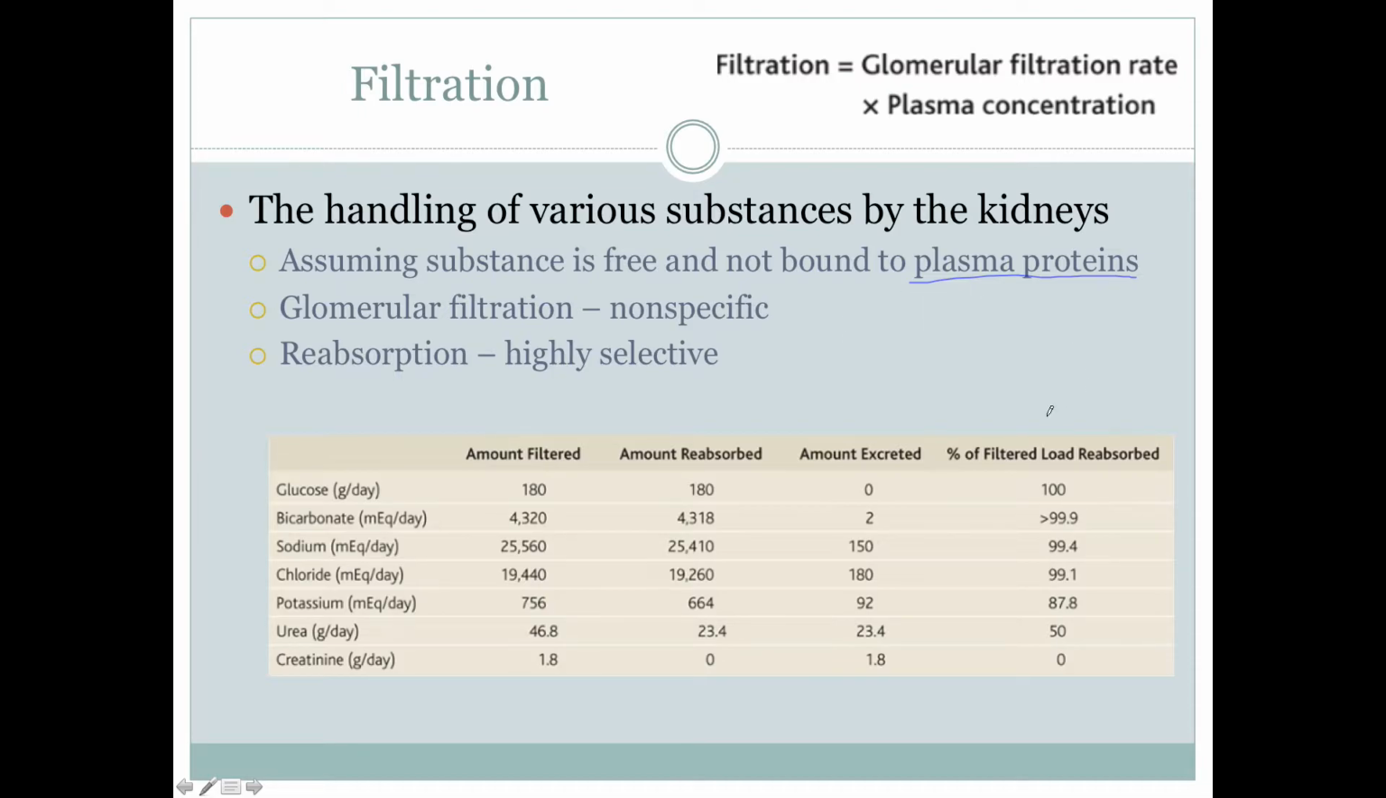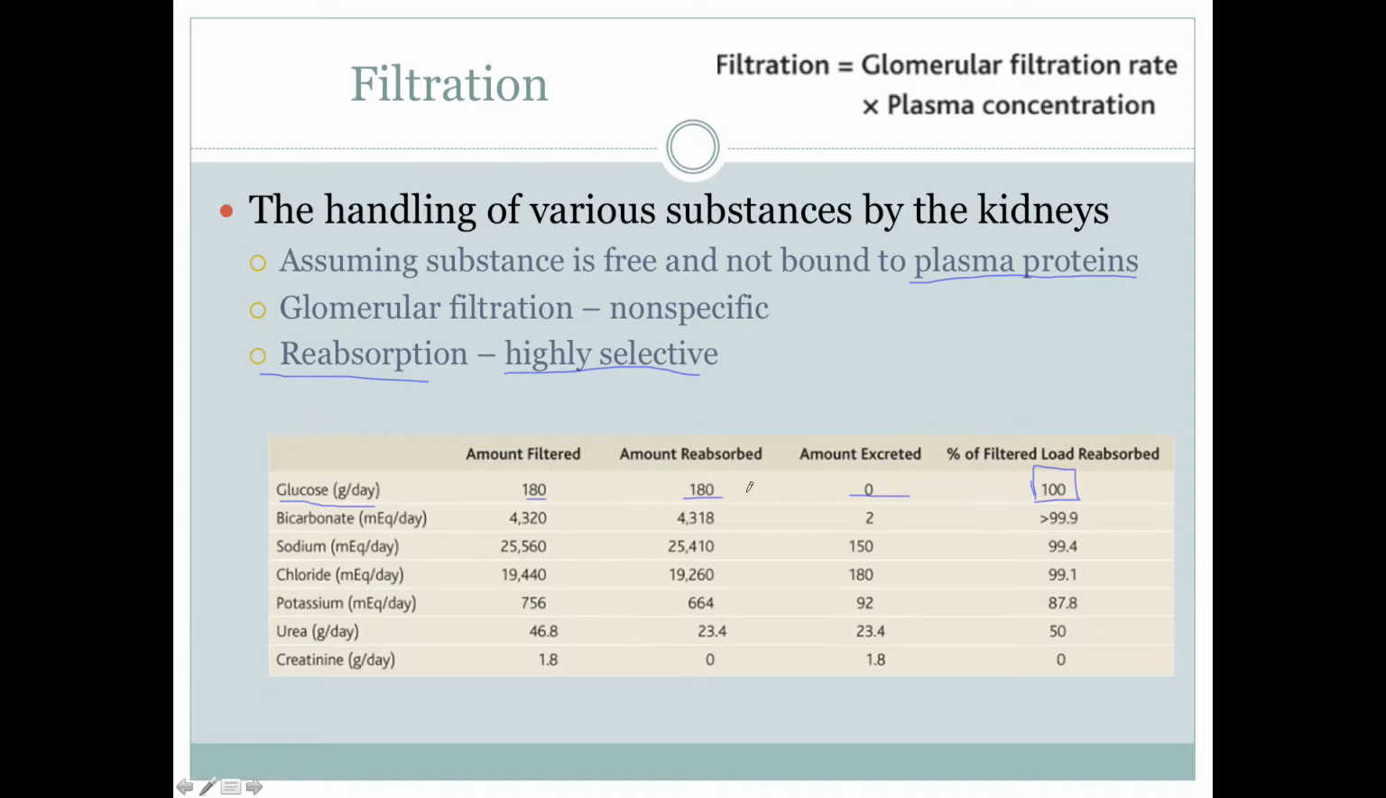So once we get to the tubule, we are going to go through this more specific reabsorptive process, which is highly selective and is going to allow the body to create the ultimately most concentrated, accurate urine. And you can start to look at some different products. As we've mentioned, glucose is something that is filtered, and it should be completely reabsorbed and not excreted. 100% of glucose should be reabsorbed back into the bloodstream.